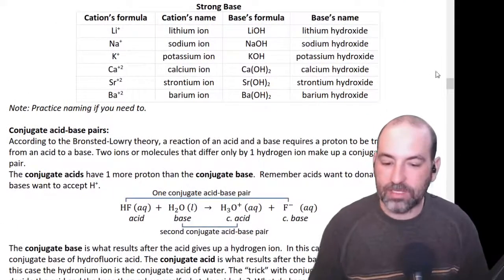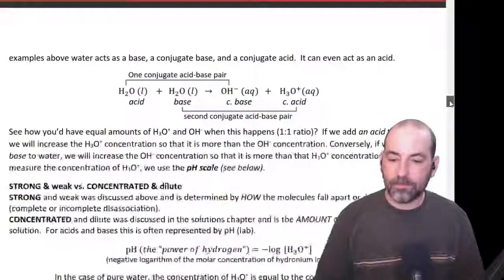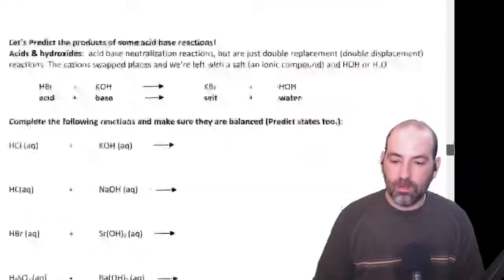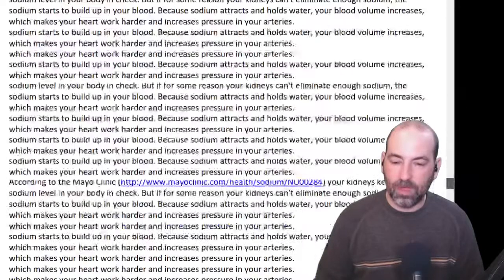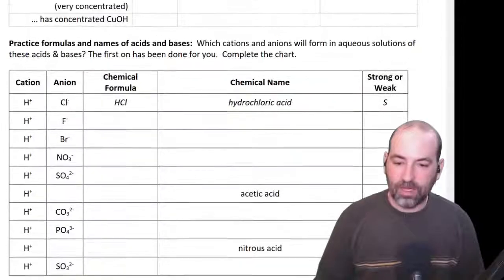All right, we talked about conjugate acid-base pairs. Here's a little bit more information on that. And then the next thing is the pH scale and neutralization. So I think I'm going to save that for next time.